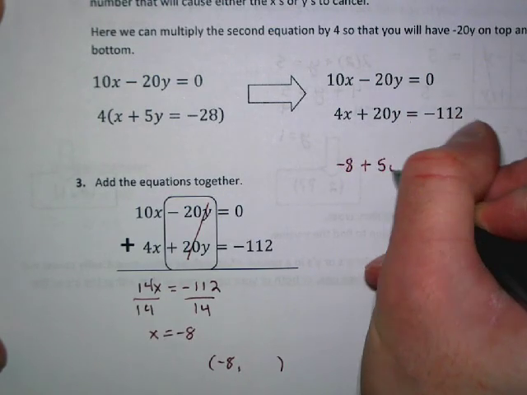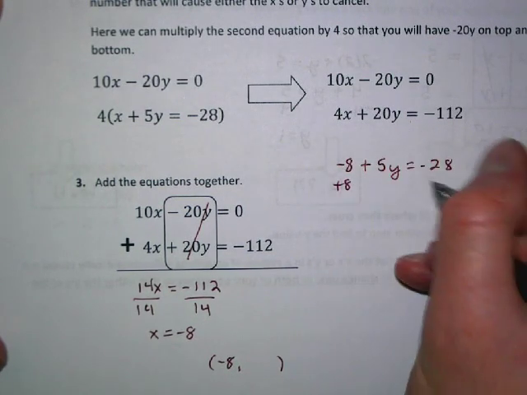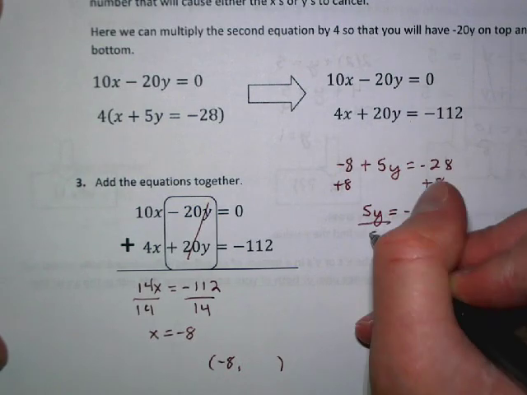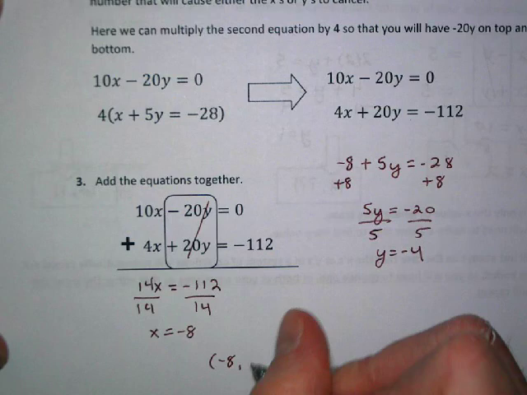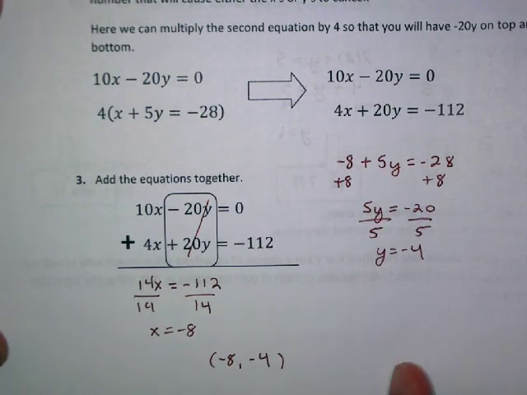So we now know x is negative 8, plus 5y equals negative 28. So then we would add 8, get 5y equals negative 20, and then divide by 5. And we'd have y is negative 4. So there'd be our solution, negative 8, negative 4.